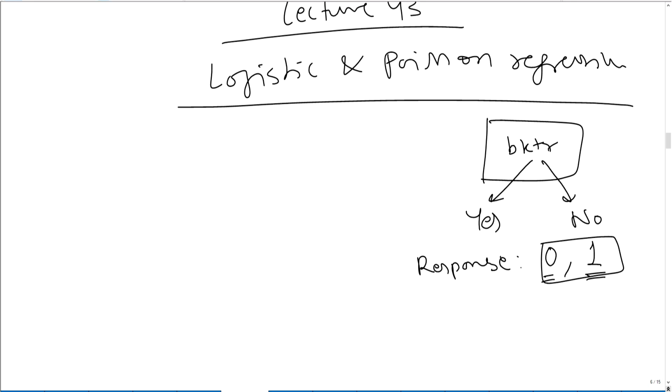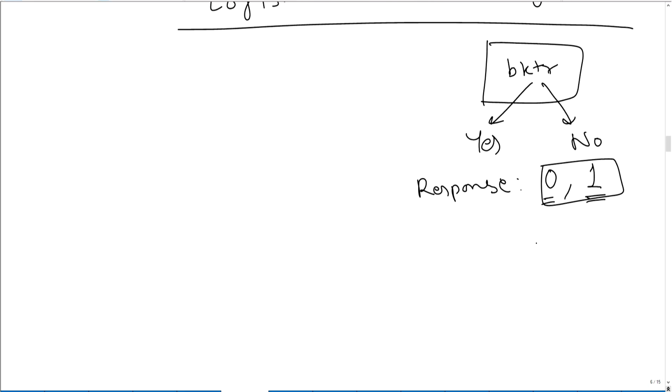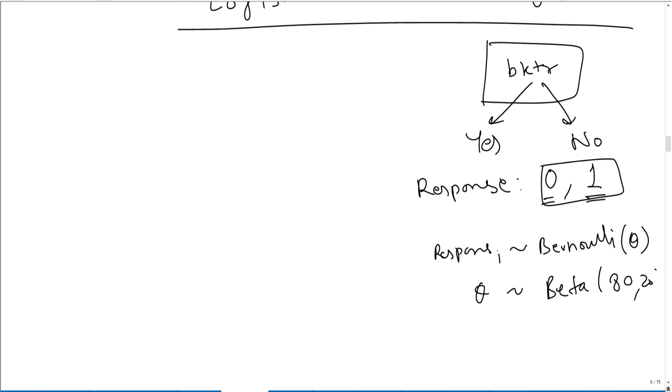If I want to model these 0 1 responses, a usual strategy is this. I can define a Bernoulli model for this. Let us say the response in the ith trial comes from a Bernoulli distribution with underlying probability of producing a correct response theta, where theta has some prior on it, let us say beta 80-20 or something like that.